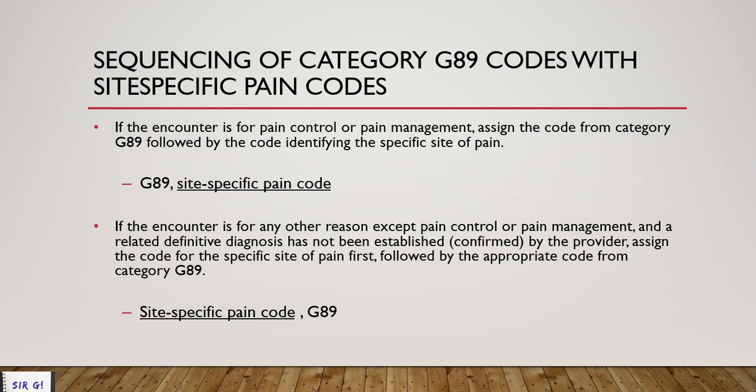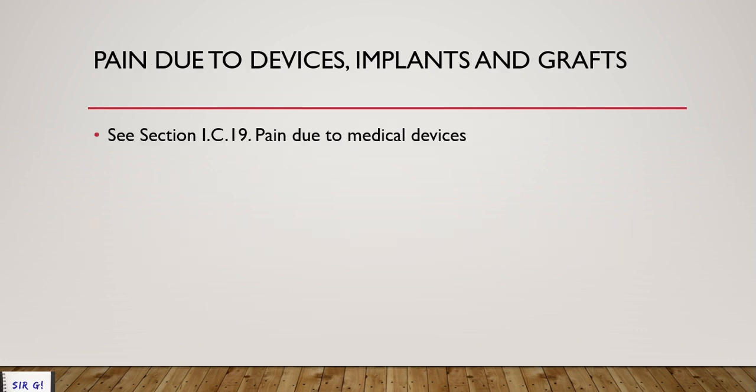If the encounter is for another reason except pain control, so it's no longer pain control, remember, you can only use G89 as first listed if it's for pain control. So if it's not for pain control, obviously you cannot code it as the first listed code. And if a related definitive diagnosis has not been established, the provider assigns a code for the specific site pain first, followed by category G89. It's just the opposite, guys. Pain due to devices, implants, and grafts, we will discuss that in chapter 19, complications of devices, implants, and grafts.